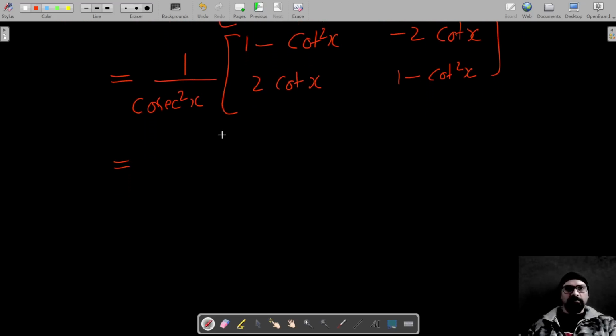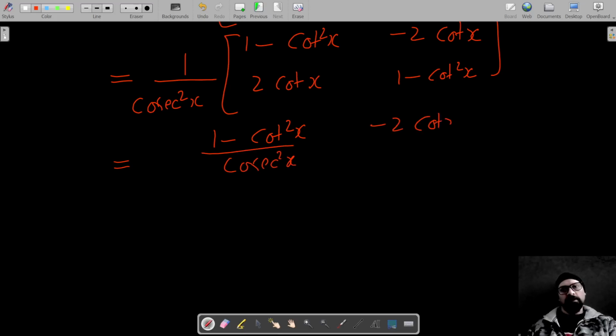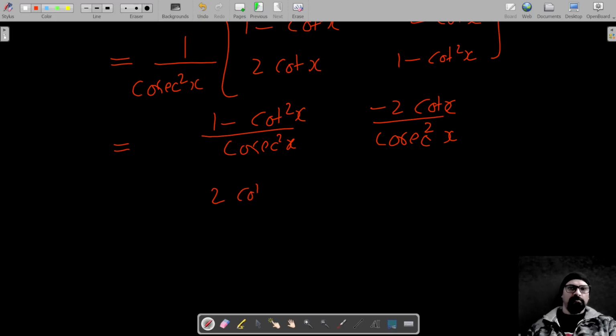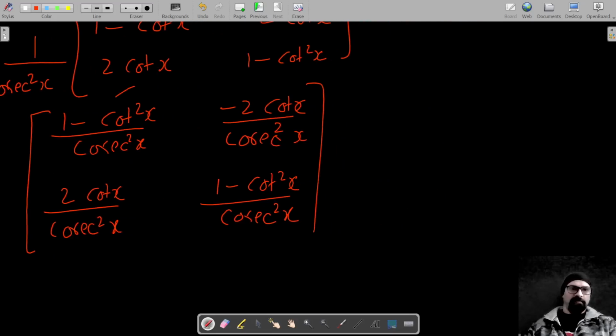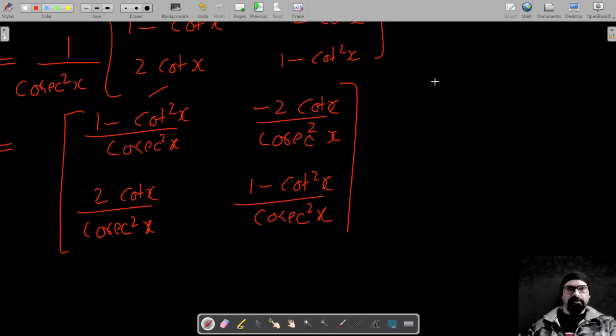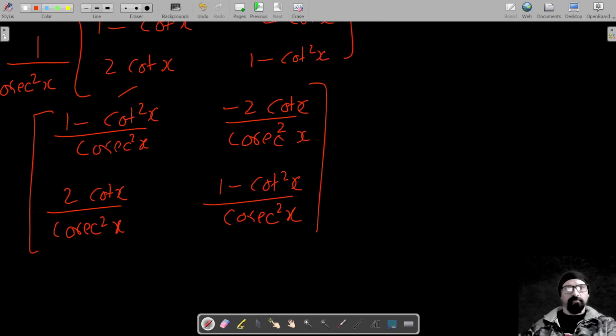So let's try to simplify this. So this is 1 minus cot square x upon cosecant square x, minus 2 cot x upon cosecant square x, and 2 cot x upon cosecant square x, and this is 1 minus cot square x upon cosecant square x. Okay, now we have this identity, or let's try to simplify this. 1 minus cot square x upon cosecant square x.